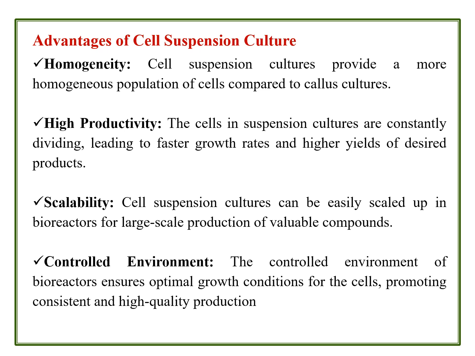And then the other advantage with the cell suspension culture is the controlled environment of bioreactors. Maintaining the pH at 5.5, a temperature of 25 plus or minus 2 degrees centigrade, and a relative humidity of 75 percent always favors the cell aggregates and promotes consistent high-quality production of whatever product you require.